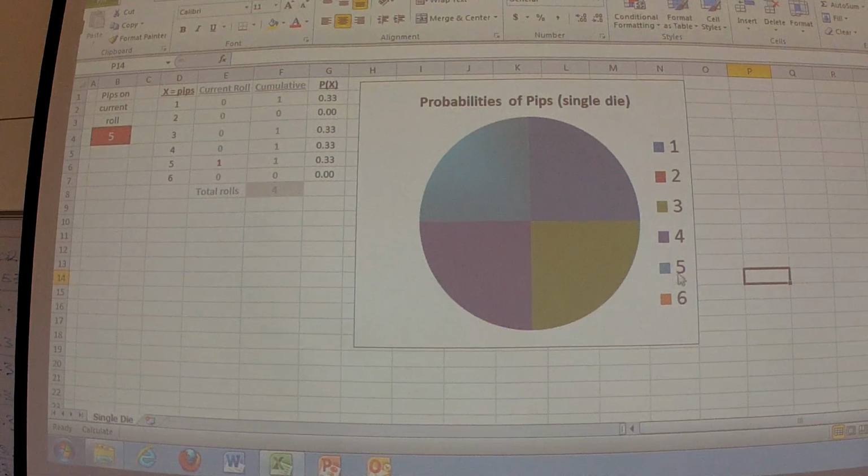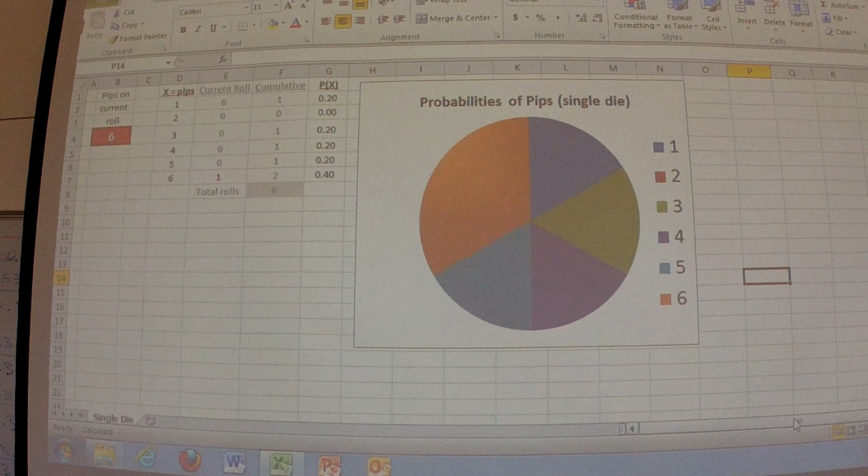What did we just add? We just added a 5. Let's roll again. Oh, we just added a 6. Let's roll again. We just added another 6. So now we've rolled 6 times. We've seen in those 6 rolls, 2 sixes, a 5, a 4, a 3, and a 1. So 2 hasn't shown up yet.